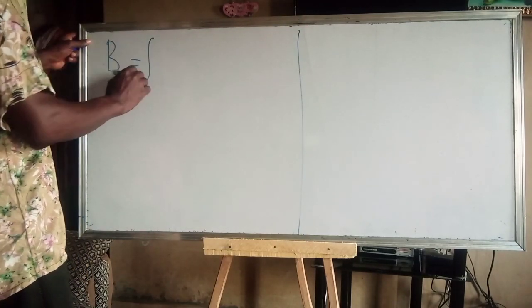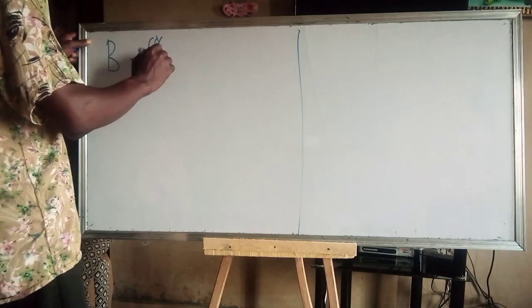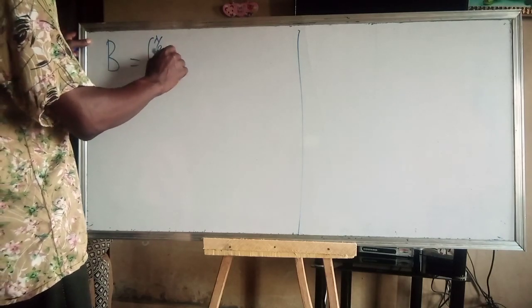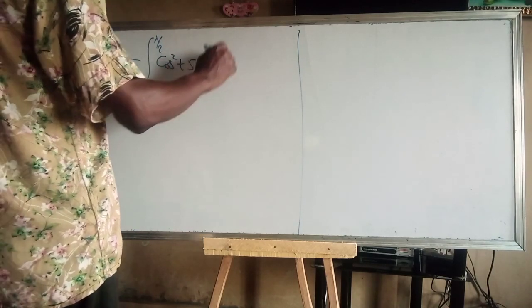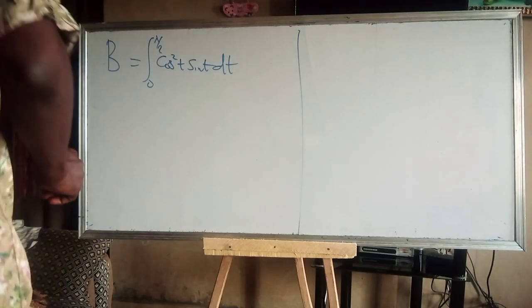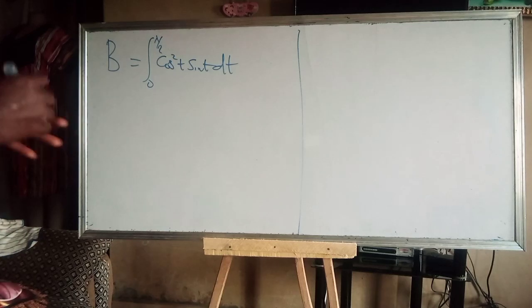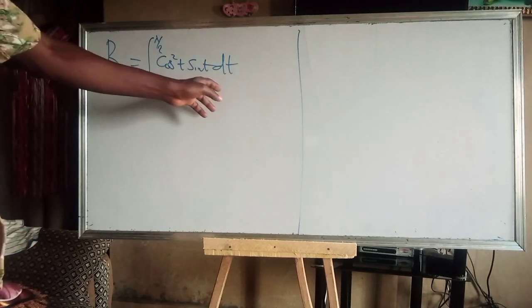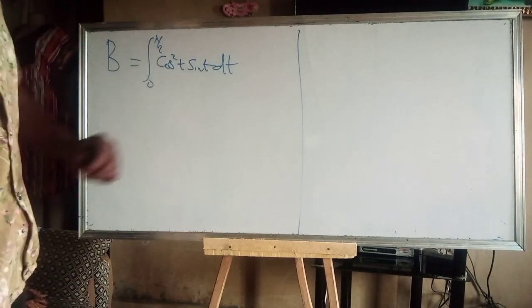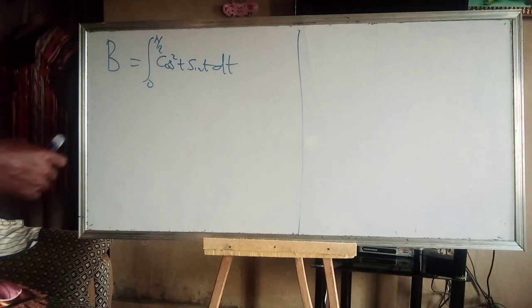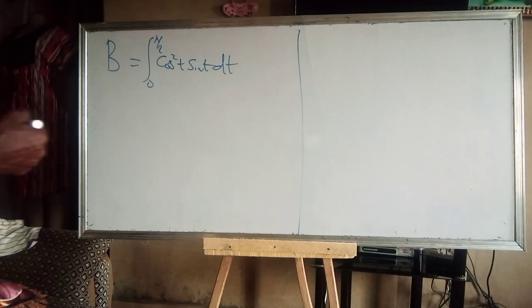Now that we have gotten a to be pi all over 4, let's now find b. Recall, our b is equal to the integral running from 0 to pi over 2 of cos squared t sine t dt. Yes, that is our b. In this case, we are combining two functions together. We want to integrate two functions, cos squared t and sine t dt. So let's use the integration by substitution method.